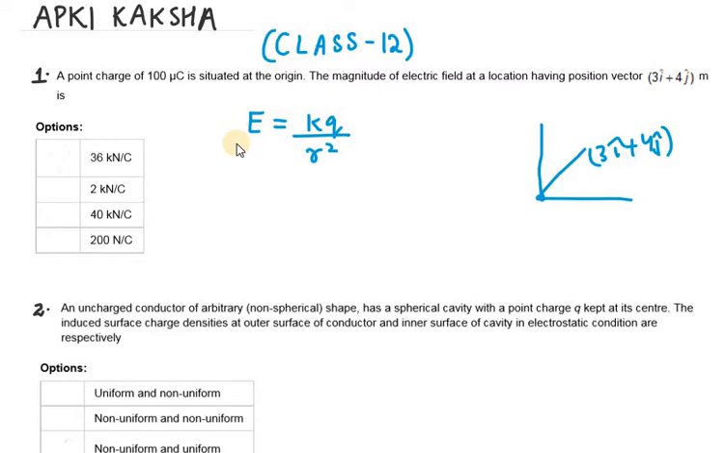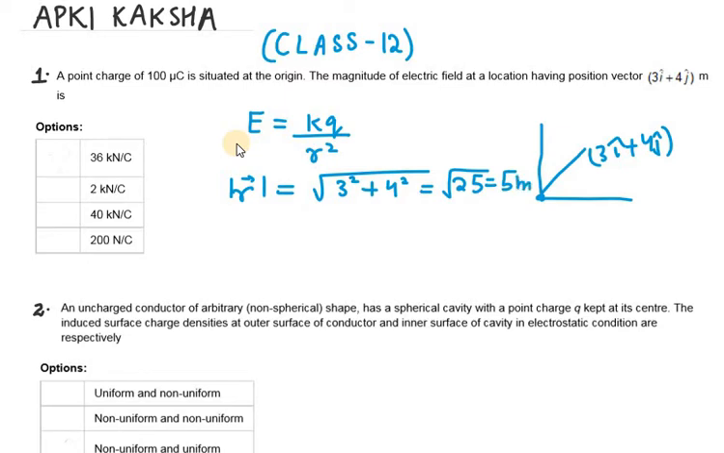Now we need to find magnitude of position vector. So it will be under root 3 square plus 4 square. 3 square plus 4 square is 25. So under root 25 gives us 5. So our vector is 5 meter here.